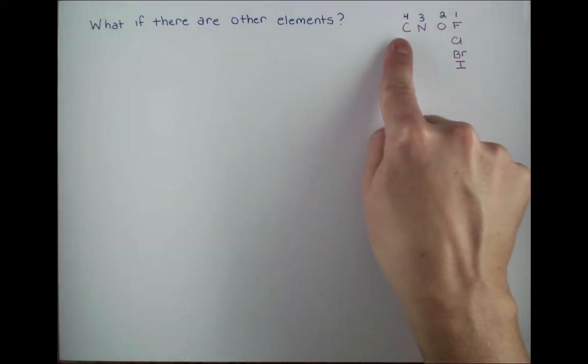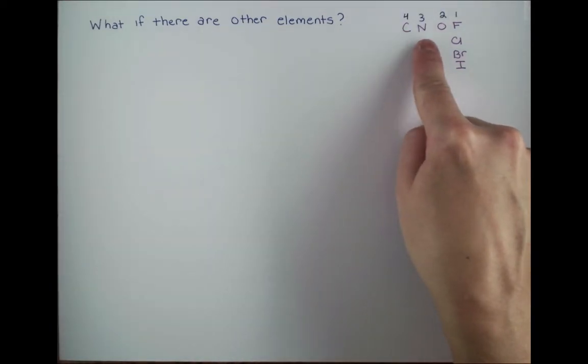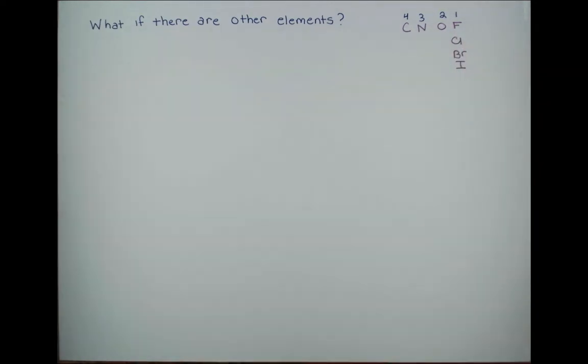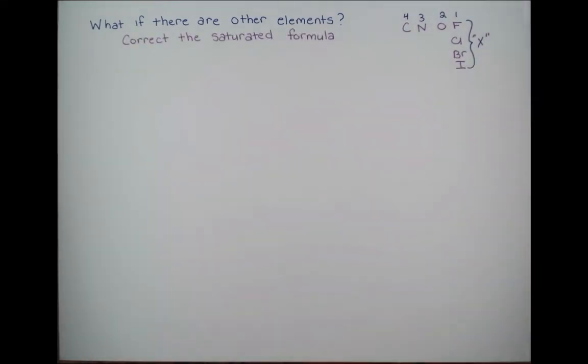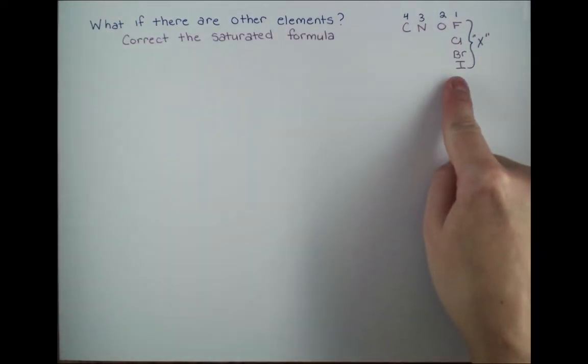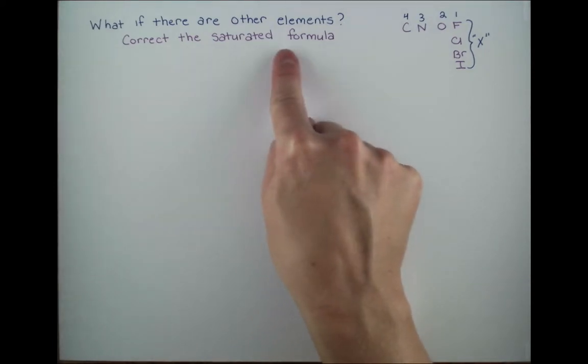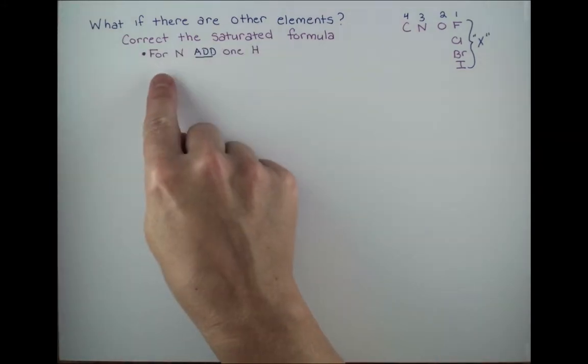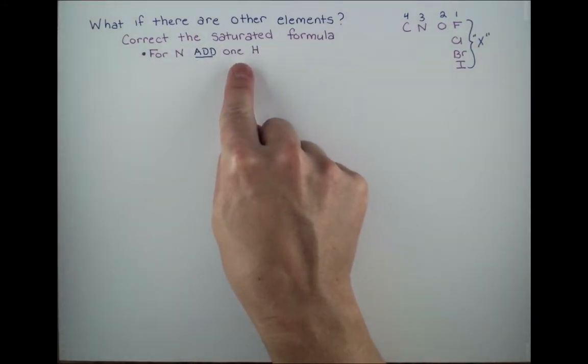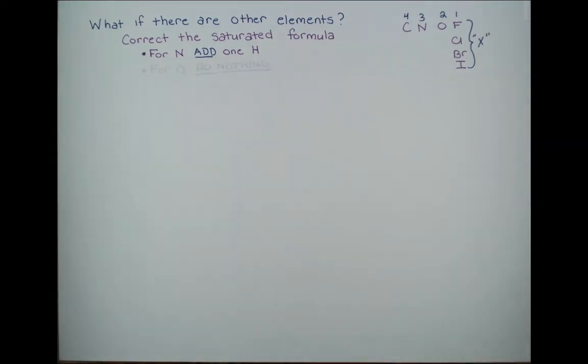Carbon likes to make 4 bonds when neutral, nitrogen 3, oxygen 2, and the halogens 1. For this part of the lesson, let's abbreviate the halogens as X, a very common abbreviation. Okay, if any of the elements I've shown here are present, we're going to need to correct the saturated formula that we originally calculate. Now for nitrogen, we're going to add 1 hydrogen atom to the formula.